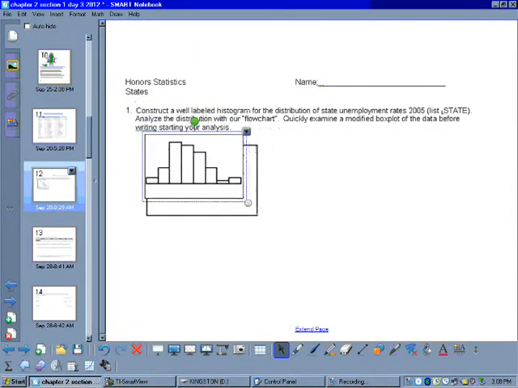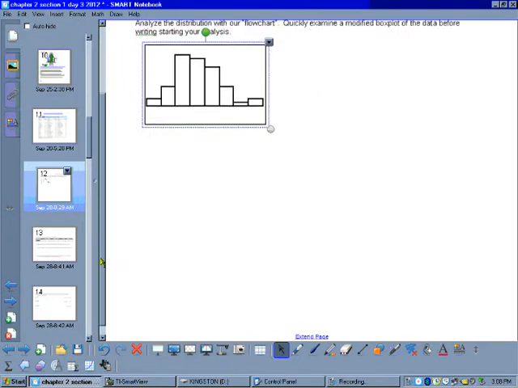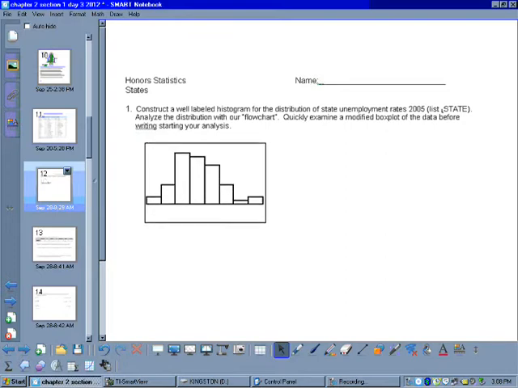The next step would be to copy this onto your worksheet and then label the graph. The graph is unemployment 2005. So let's put state unemployment rates 2005, and the x-axis will be the rate and the y-axis will be the frequency.